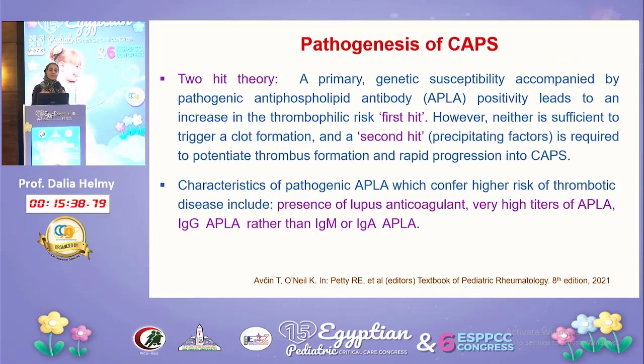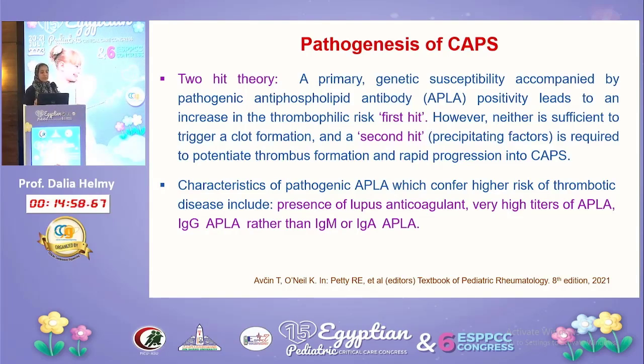Let's start by saying that there must be pathogenic types of antiphospholipid antibodies, because not all antiphospholipid antibodies are pathogenic. So they must be pathogenic at first. And there is the two-hit theory, which includes first, a genetic susceptibility in the presence of antiphospholipid antibodies. This is the first hit. And the second hit is either infections, that we will see in the next slide, inshallah, that together lead to rapid progression of the phenotype of the disease into a catastrophic variant.